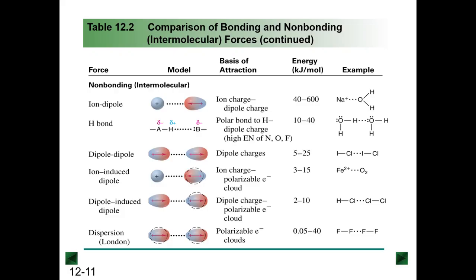So let's look at the magnitudes of these forces. Their relative strengths go from top to bottom. The highest in the table, the top line in the table, the ion dipole force, is the strongest. And then it goes down to the bottom. At the bottom are London or dispersion forces, which are the weakest forces. So we can see what the relative magnitudes are for all these.